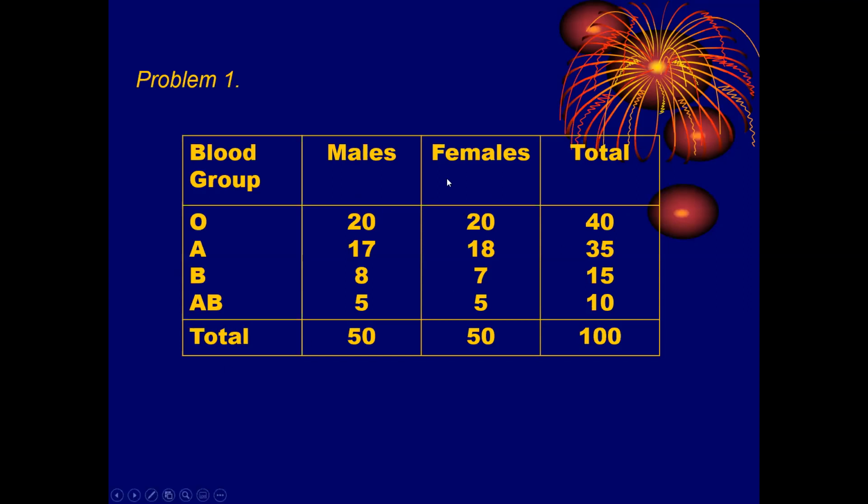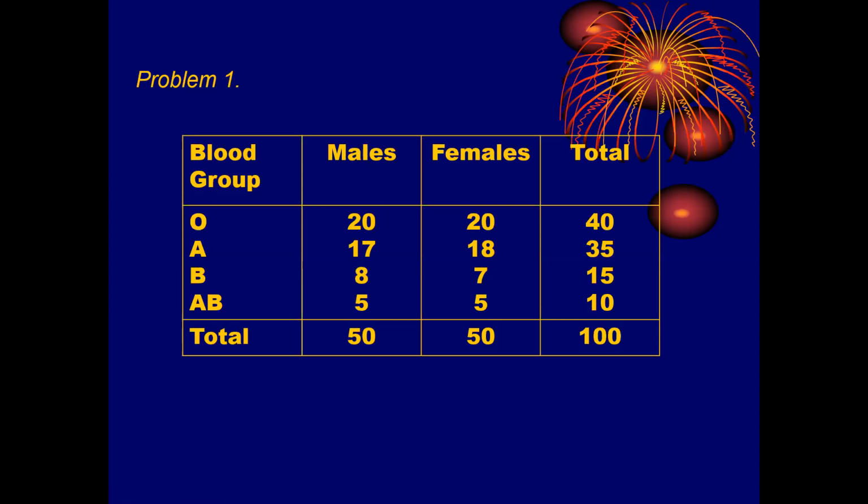Now, if you take a look at this table, we have two major variables: one is blood group, the other is gender. What is the nature of these variables? The first variable is categorical in nature, in the sense that blood group has levels. How many levels of blood group do we have? 1, 2, 3, 4. Any categorical variable has more than one level. Gender is also categorical, and it has two levels, male and female.